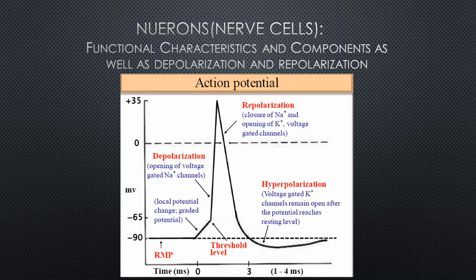The three functional components of a neuron start with the input region, which is the dendrites and cell body. Those carry information into the neuron. The conducting component carries the actual action potential, which then leads to the secretory component, which is the end of the neuron, also known as the axon terminal.